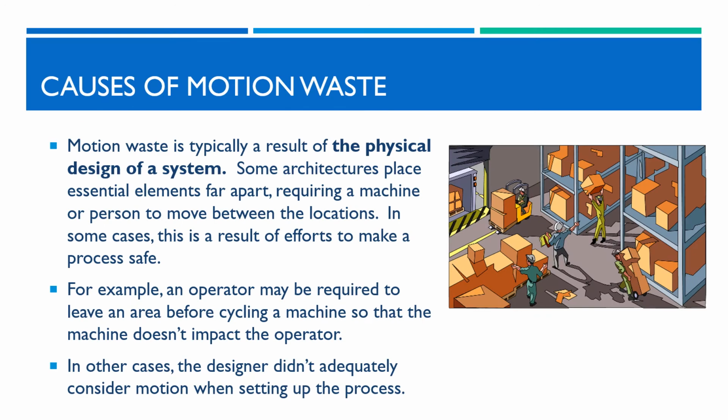Motion waste is typically a result of the physical design of a system. Some architectures place essential elements far apart, requiring a machine or person to move between the locations. In some cases, this is a result of efforts to make a process safe. For example, an operator may be required to leave an area before cycling a machine so that the machine doesn't impact the operator. In other cases, the designer didn't adequately consider motion when setting up the process.